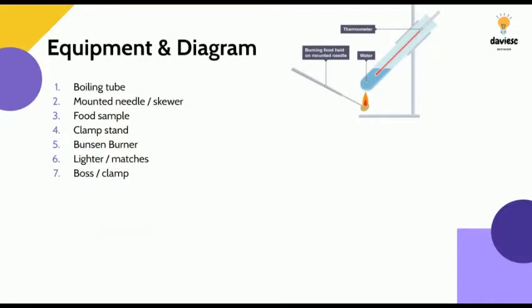So the equipment which we're using, and also a diagram to the side. We're using a boiling tube to place the water in, and to put the food sample on, we're using a mounted needle or skewer. 4 is the clamp stand, which we're going to place the boiling tube on. 5 is a Bunsen burner or just something to light the food sample. 6, the lighter, and 7, the boss to hold the boiling tube.